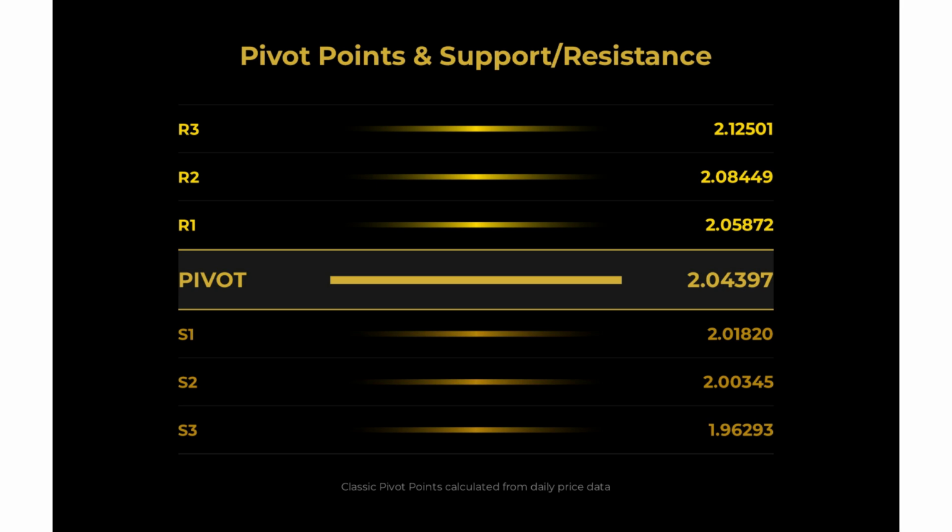A break above R1 would open the door to R2 at 2.08449. On the downside, the pivot at 2.04397 should provide initial support, with S1 at 2.01820 serving as a stronger safety net. These levels will be critical reference points as the pair navigates upcoming economic data releases.